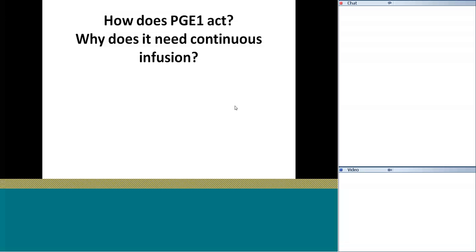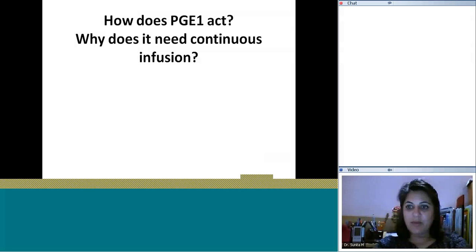Second question is, why does it need a continuous infusion? Why is it that you can't give prostaglandin by bolus? Why do you have to infuse it? So what is the mechanism of action of prostaglandin? Anyone? Mechanism of action of prostaglandin?